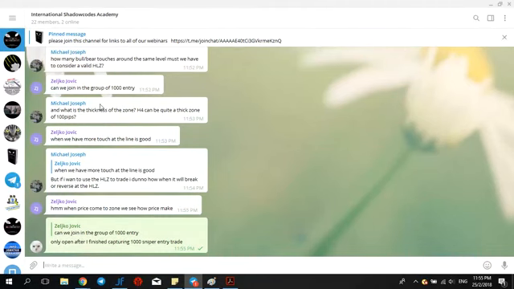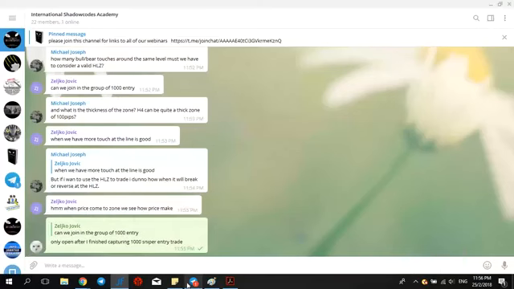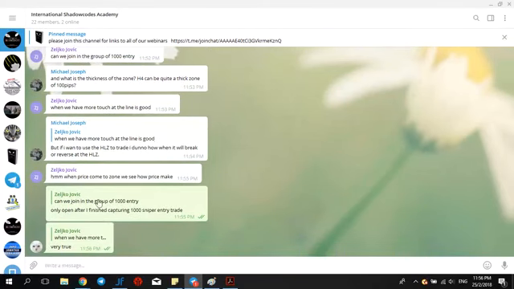What is the thickness of the zone? Okay, thickness of the zone will be like this. I will explain later after I draw this. Okay, wait a moment. Let's see the question. And what is the thickness? When we have more touch at the line, it's good. Yes, correct. Very correct. Very true. But if I want to use the HZ today, I don't know how, when it break and reverse at HZ. Okay, I will explain later.